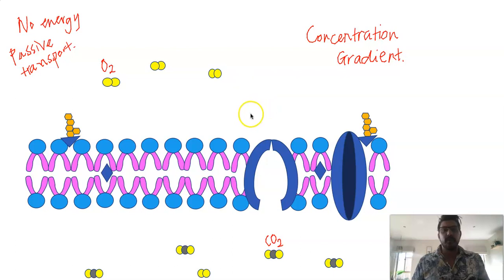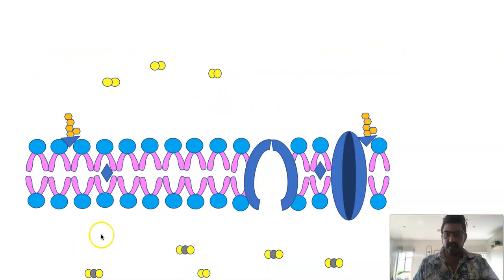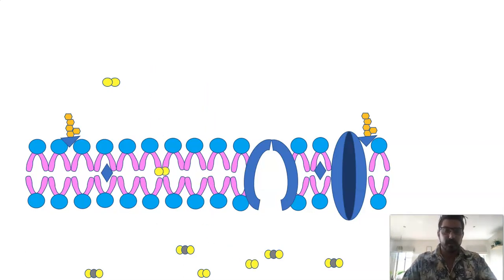This form of movement is very simple. My drawings are now going to go away so that we can watch the animation. So this form of movement's very simple, as you can see. Just move straight through the barrier, with the concentration gradient. Those oxygen molecules go from the area of higher concentration to the area of lower concentration, and now all exist inside the cell.